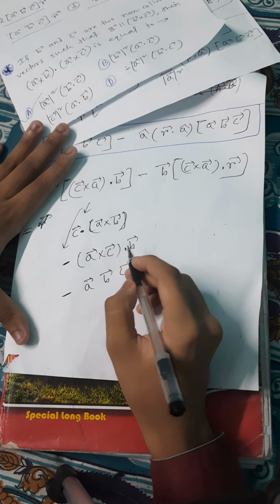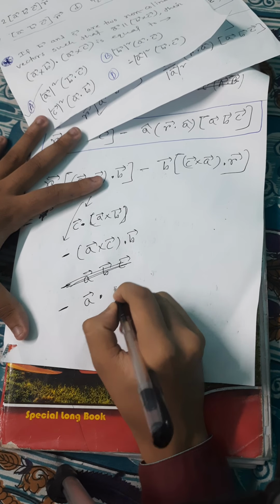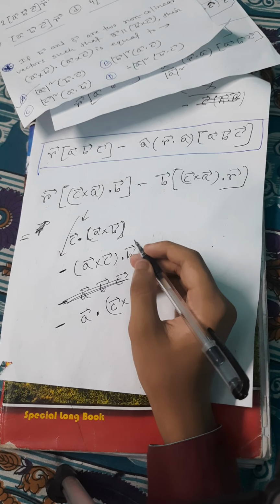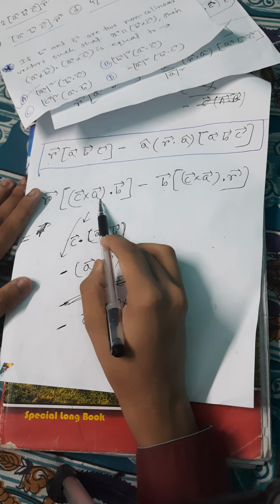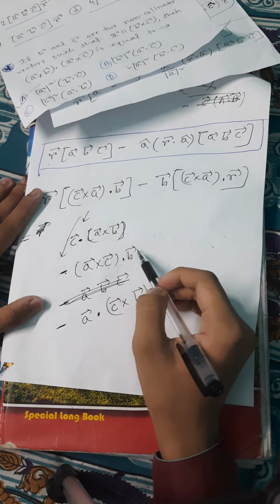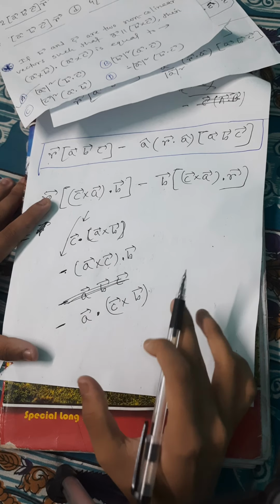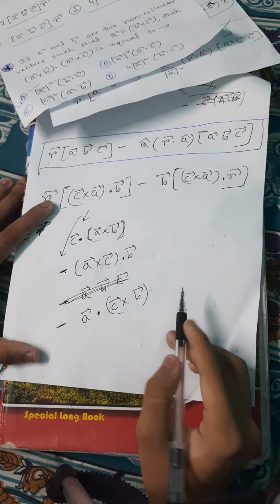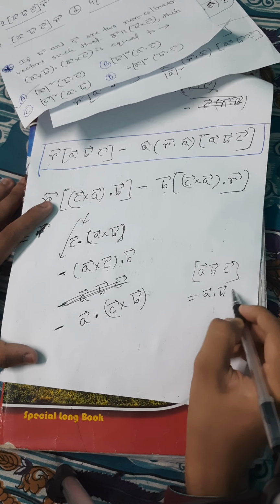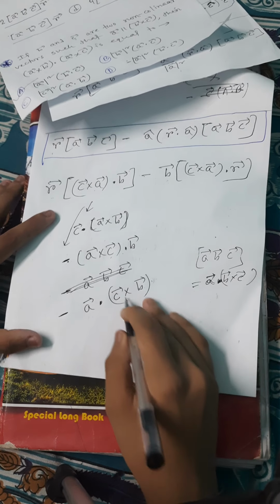Sorry, what am I doing, a dot c cross b. Okay, that's the same thing. You change the order of the cross product and put a minus sign here, minus of c cross a cross c dot b here. I am trying to write in ABC form. What is ABC form? ABC form is a dot b cross c, this form. So that's why I am rearranging this way.